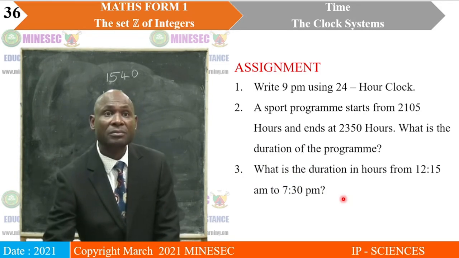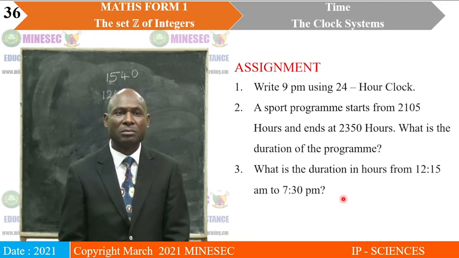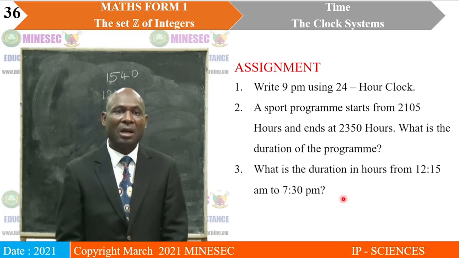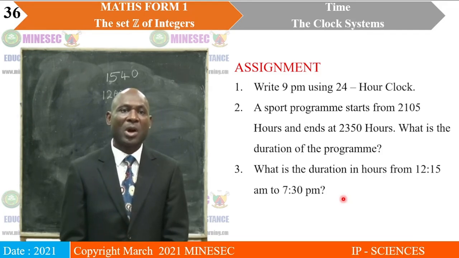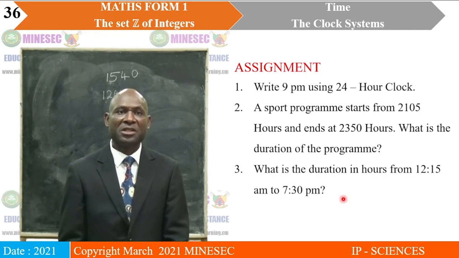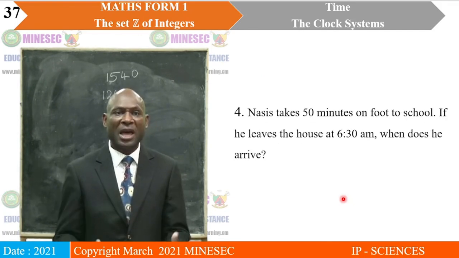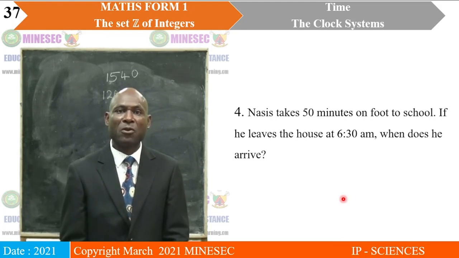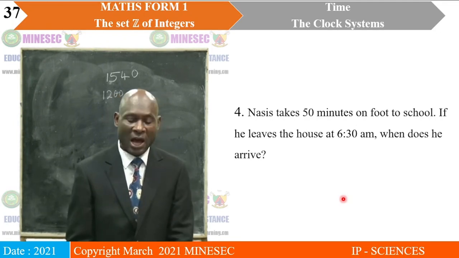Assignment. 1. Write 9 p.m. using the 24-hour clock. 2. A sport program starts from 21:05 hours and ends at 23:50 hours. What is the duration of the program? 3. What is the duration in hours from 12:15 a.m. to 7:30 p.m.? Question 4. Nurses takes 50 minutes on foot to school. If he leaves the house at 6:30 a.m., when does he arrive?